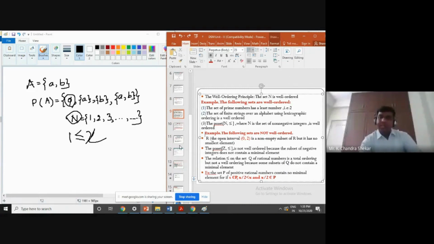Now similarly, you just go through these examples. Whatever examples are considered here, the following sets are not well ordered.